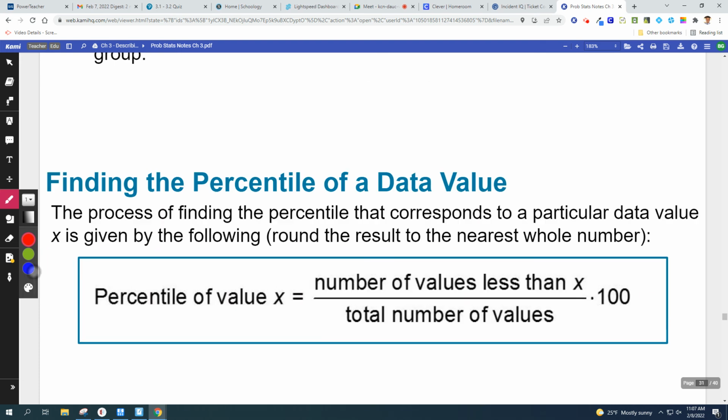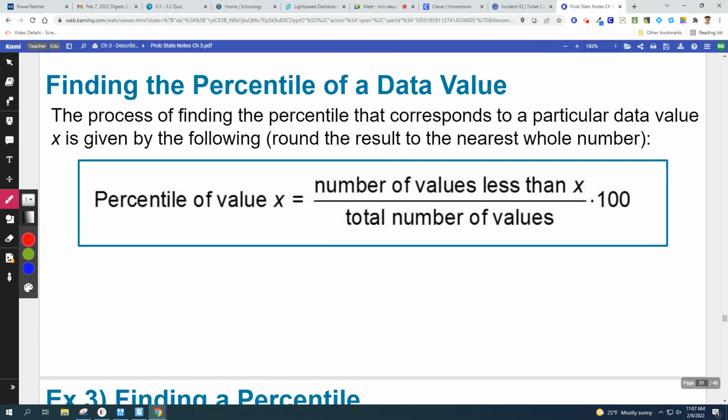How we can find the percentile is this formula right here. Percentile of the value x is the number of values less than x, divided by the total number of values, times 100. So we're looking at the number of values less than x over the total number of numbers times 100.